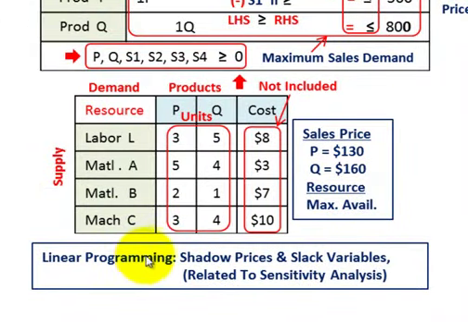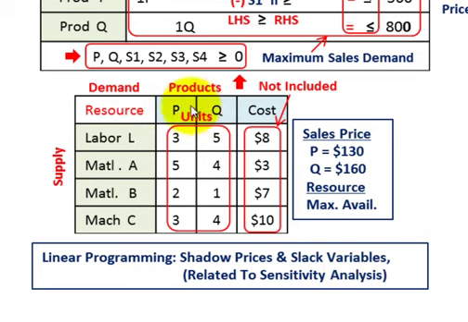What we're going to be going over here is a linear programming example where we're going to be looking at shadow prices and slack variables and see how they're related to each other here, and really how they're related to sensitivity analysis.